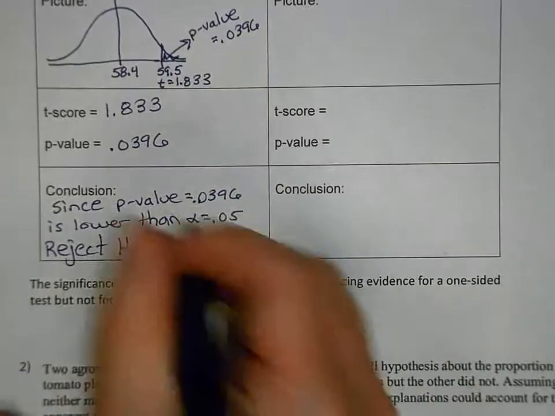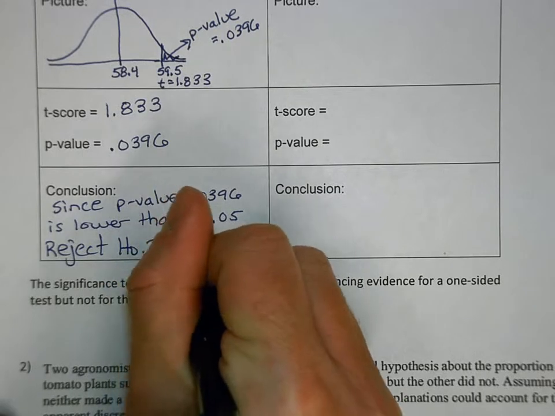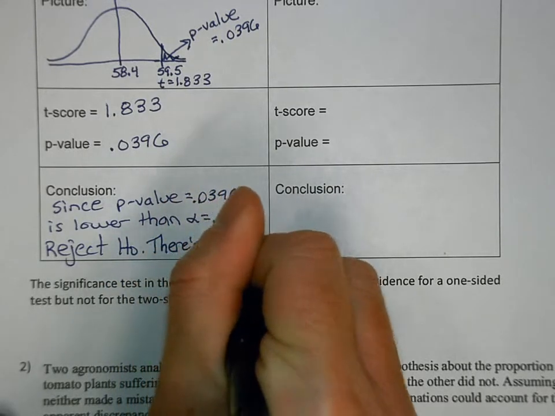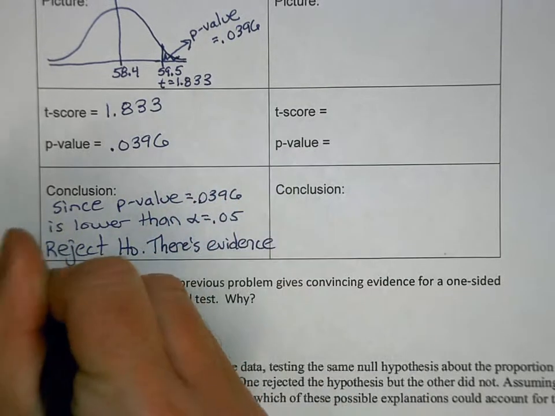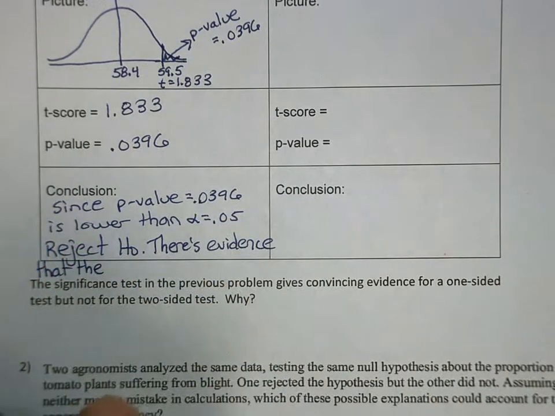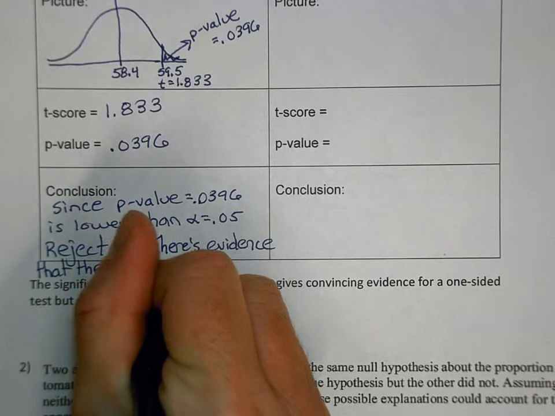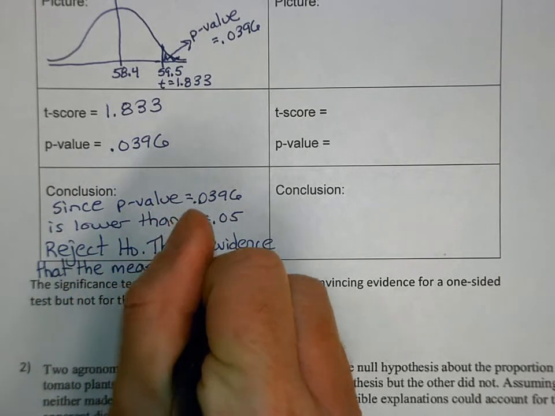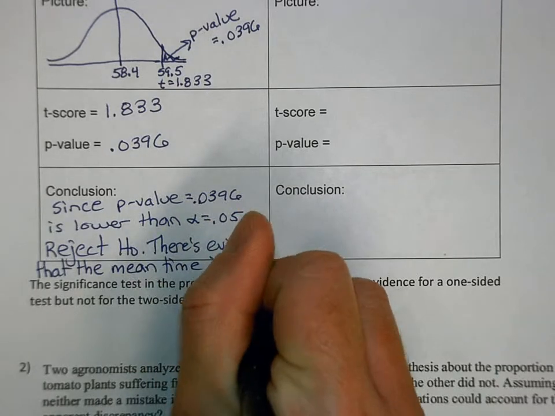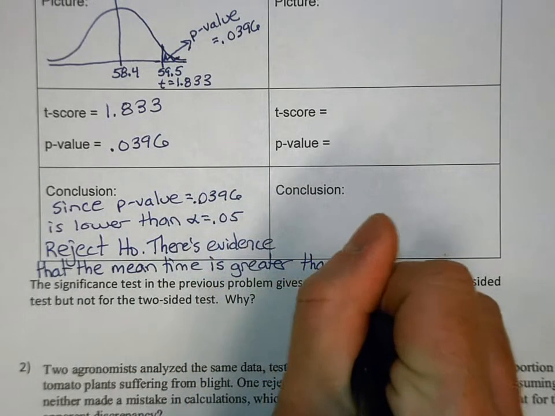You can also say that now you have evidence. There's evidence that the mean time is greater than 58.4.